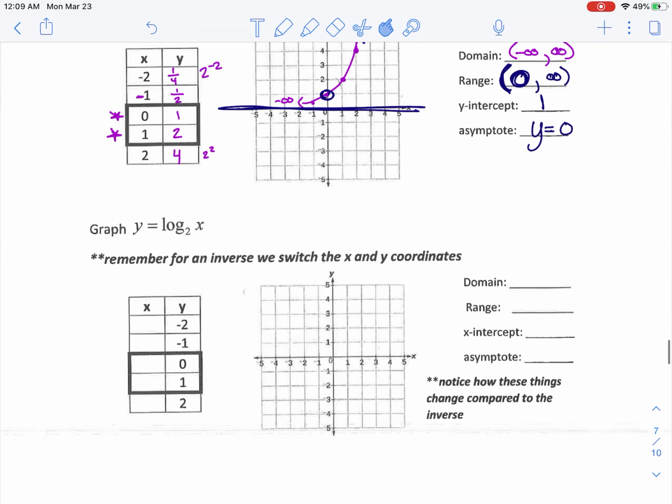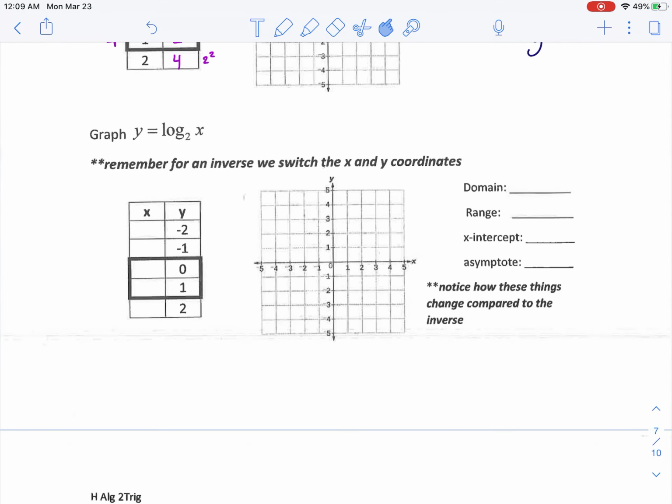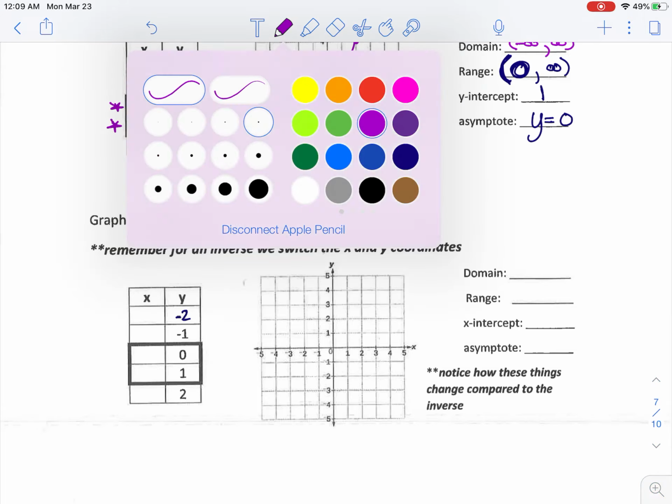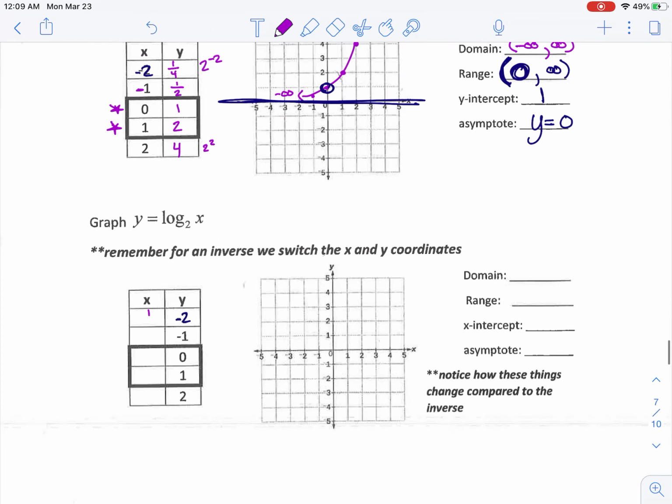So, an inverse says, go ahead and switch those coordinates. So, where the negative 2 was in the x, it moves over to the y. And so then that 1/4 goes here instead. That 1/2 goes here instead. That 1 goes here instead. The 2 goes here instead. The 4 goes here instead.